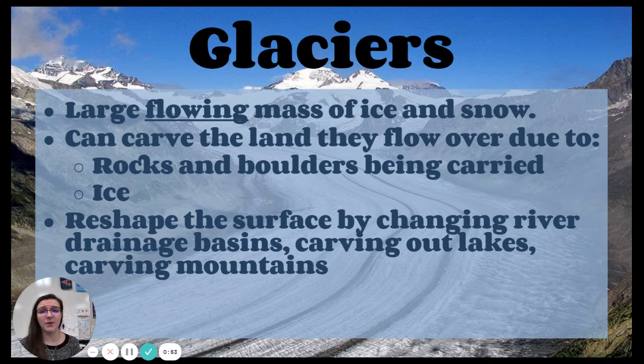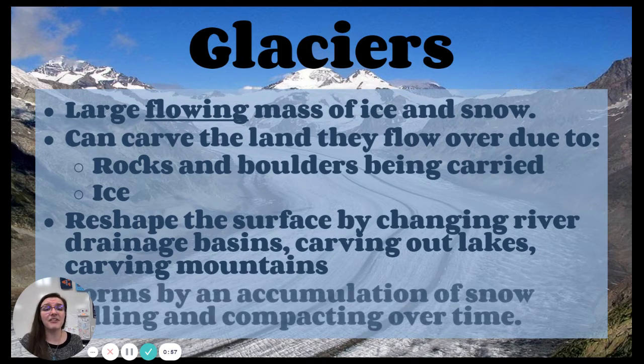So glaciers shape the surface the same way rivers do, or the same way wind can, and they can change the way rivers flow. They can carve out new lakes. They can carve entire mountains. They have a huge impact on the land. And they form by the accumulation of snow that compacts as it continues to fall.